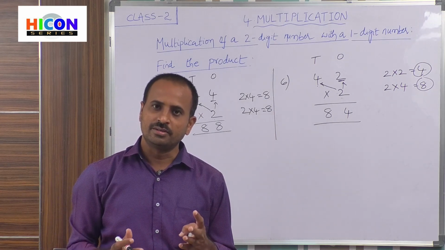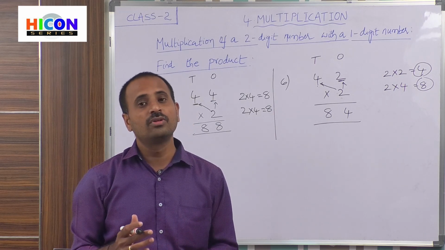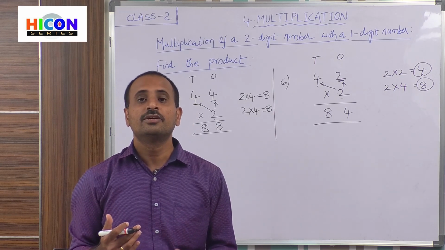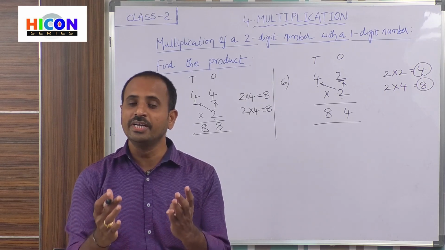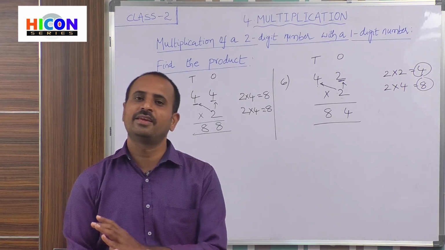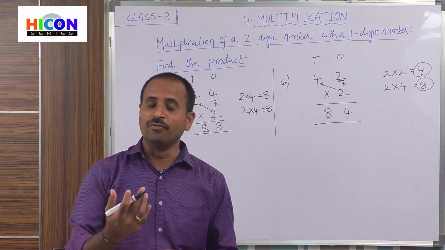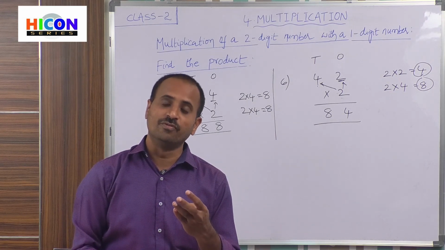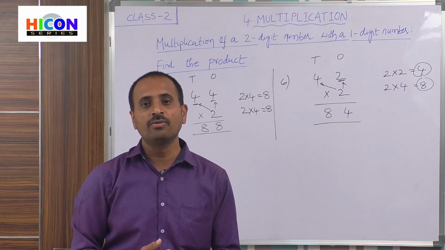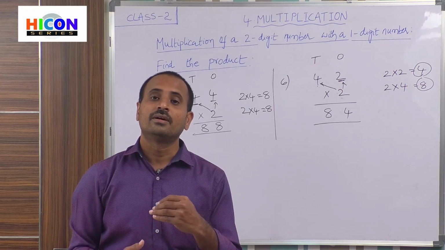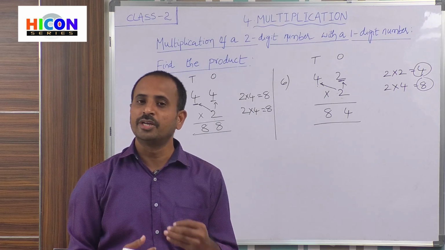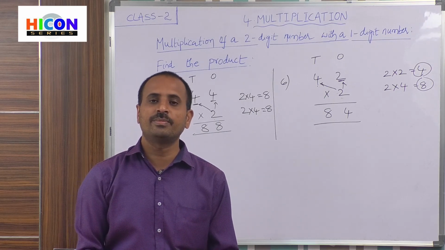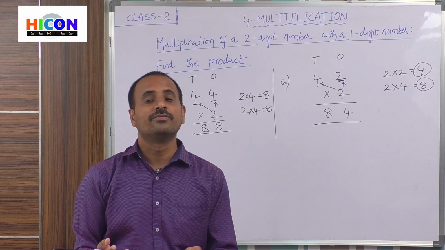So children, now we will go to the next topic, that is multiplication of a 2 digit number with a 1 digit number with carrying. Up to now we have discussed the multiplication without carrying. Now we are going to learn the multiplication with carrying. So let us see the multiplication of a 2 digit number with a 1 digit number with carrying.